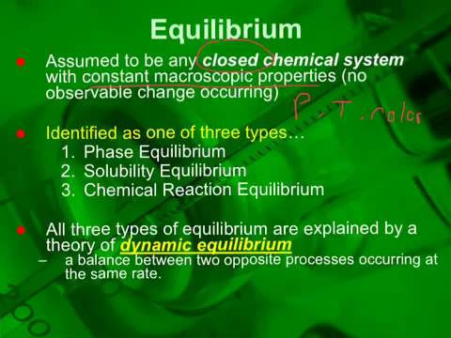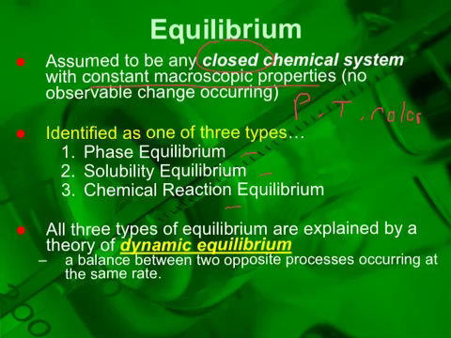There are three types of equilibriums that we will study in this course. The first is a phase equilibrium, which is the conversion of a gas to a liquid, or a liquid to a gas, or vice versa. A solubility equilibrium, in which case a solid is dissolved into a solvent. And the last equilibrium is a chemical reaction equilibrium. This is the type of equilibrium we will study the most in Chemistry 30.